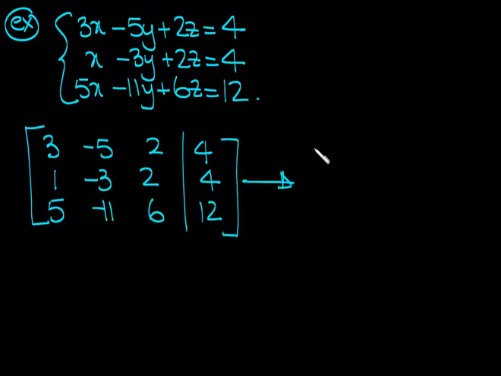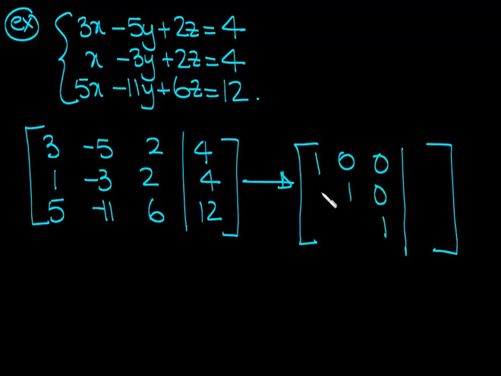So I want to change this to an augmented matrix. I'm sorry, I want to change this to an identity to the left of this augmented matrix. I have 1, 1, 1, 0, 0, 0, 0. And we'll end up with some numbers here.